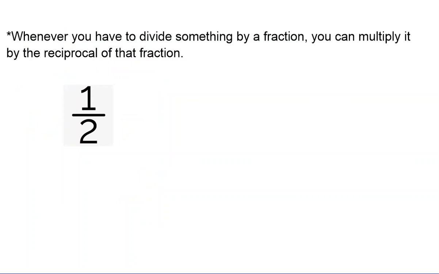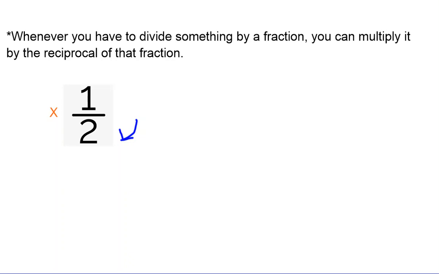Whenever you divide something by a fraction, you can multiply it by the reciprocal of that fraction. For example, if we multiply a number by 1/2, we really are dividing by 2, because this 2 is on the bottom of the fraction symbol. So we can say we are also dividing by 2.